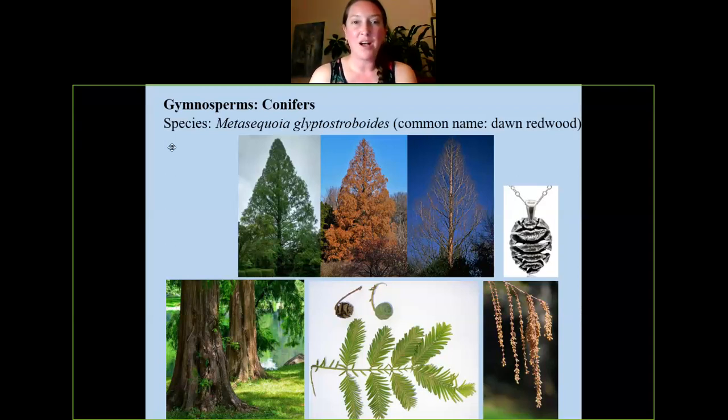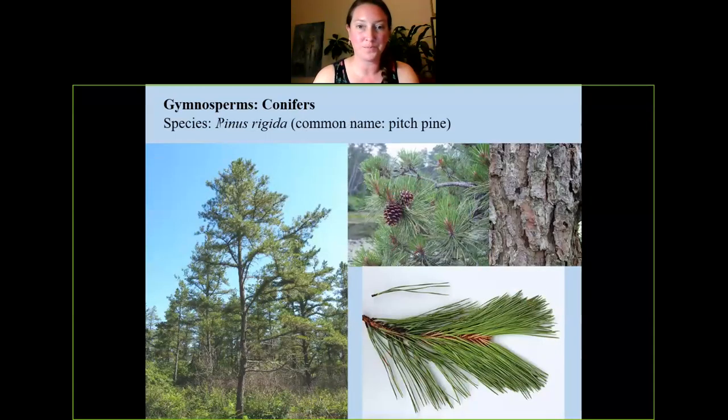Dawn redwood is the common name. If you want to say the proper name or the species name, it's Metasequoia glyptostroboides. It's one of my favorite words to say, because when in life do you get to say glyptostroboides? I mean, come on. But dawn redwood is fine. Don't worry about that. Metasequoia glyptostroboides or dawn redwood.